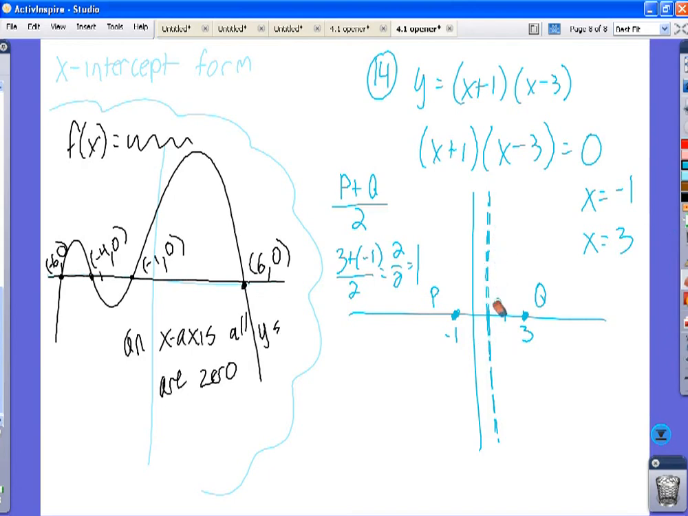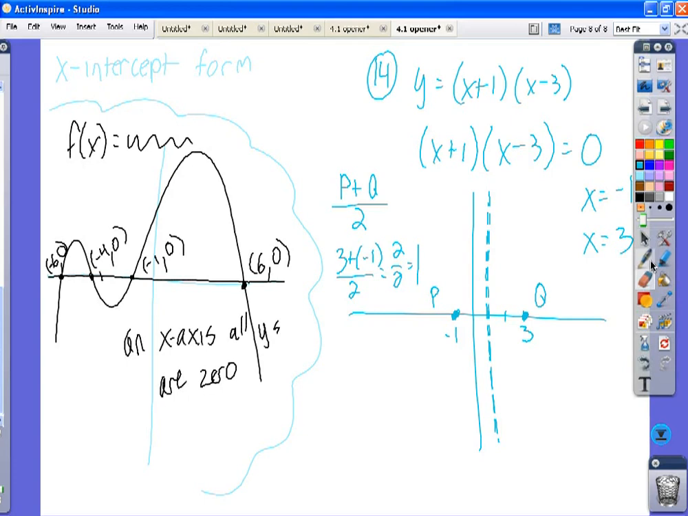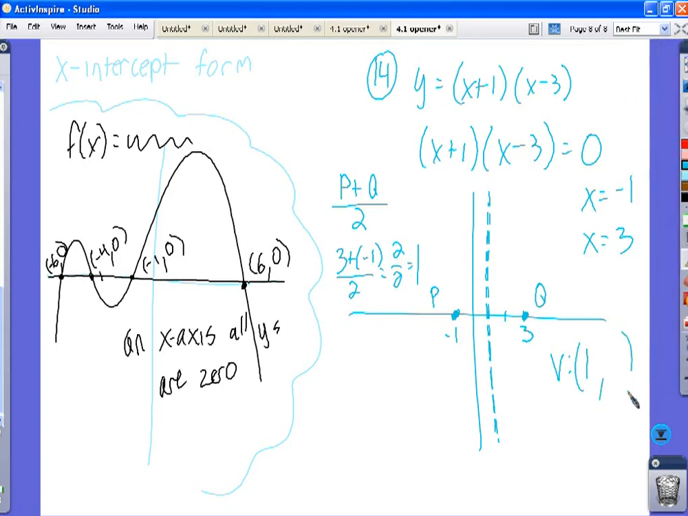Now we're going to find out where it is. We know its x value is positive 1. How do we find that y value? That's how we found the x value. Plug it in. 1. Plug it in. Plug in 1. We get 2 times 2. 2 times negative 2. Negative 4.